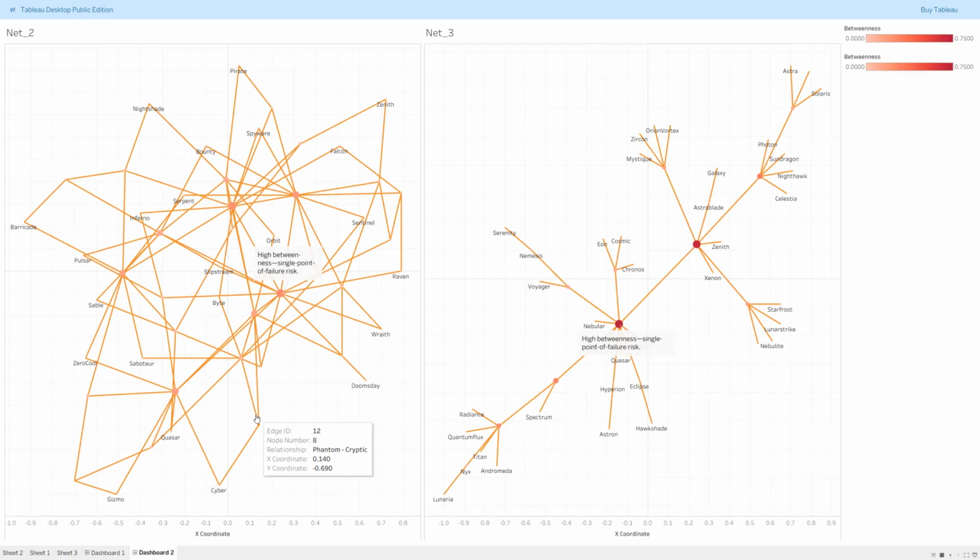Let's start with network 2. This data set includes 50 nodes and 96 edges, which means it's relatively well connected. When visualized, we see that communication is spread across the network with multiple paths between users.